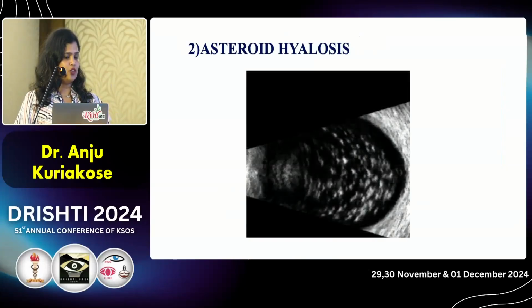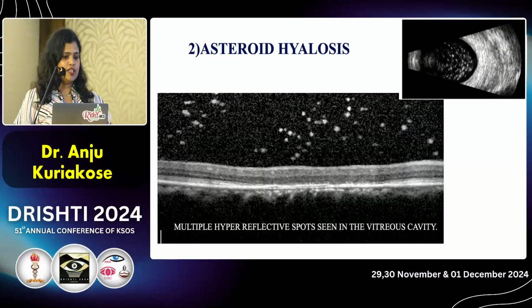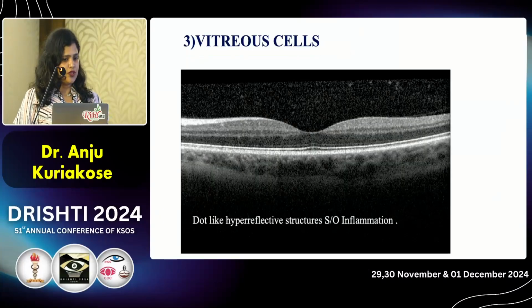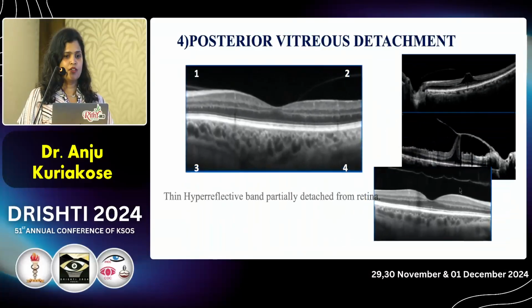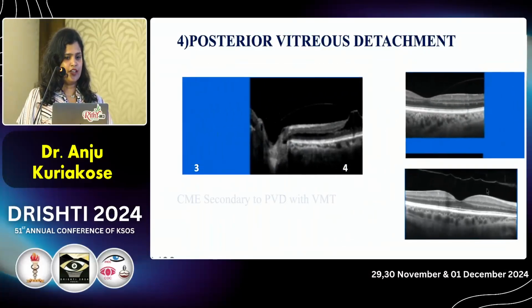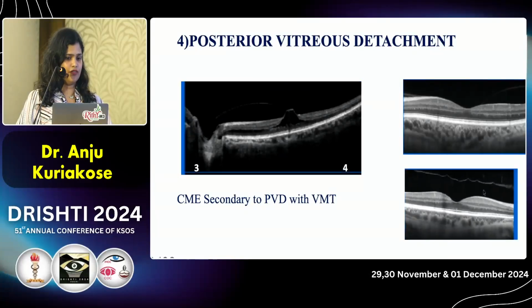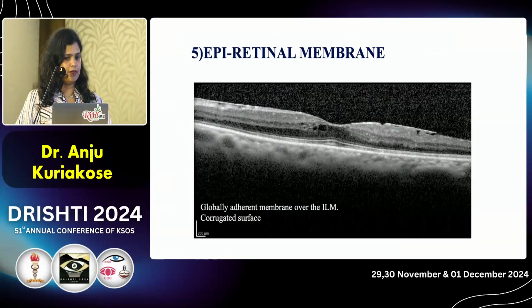Next is asteroid hyalosis seen in a B scan, with multiple hyperreflective spots seen in the vitreous cavity. Next is vitreous cells seen as dot-like hyperreflective materials. Next is PVD. This is the first one, thin hyperreflective layer. Next will be CMV with PVD, VMT. Next is complete PVD. This is epiretinal membrane seen as a corrugated surface adherent to the ILM.